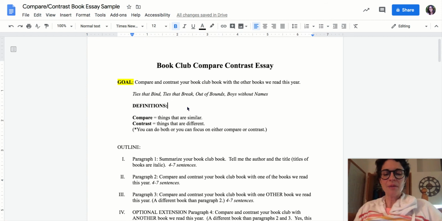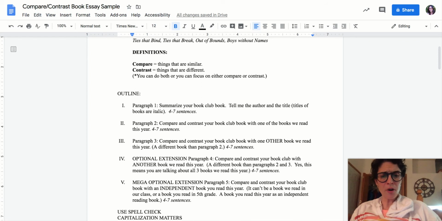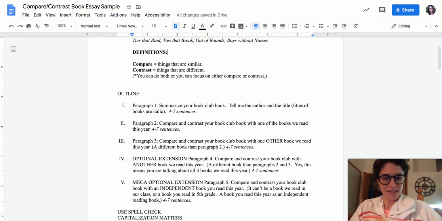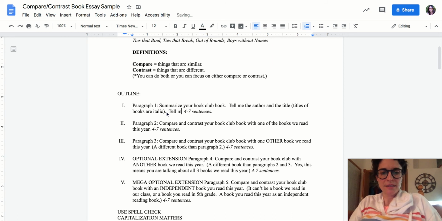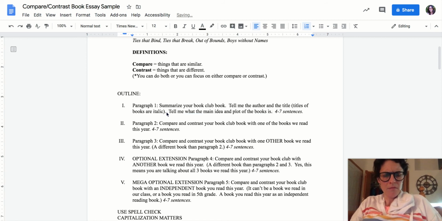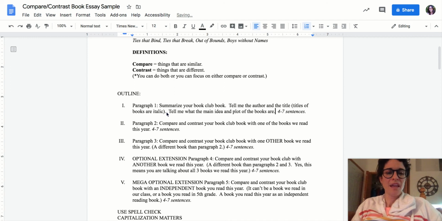So let me show you the outline. Paragraph 1, I'd like you to just summarize your book club book. Tell me the author and the title. Quick note, titles of books are italic in your essay. Tell me what the main idea and plot of the book are. Okay, 4 to 7 sentences. I have a sample coming up, so stay tuned.